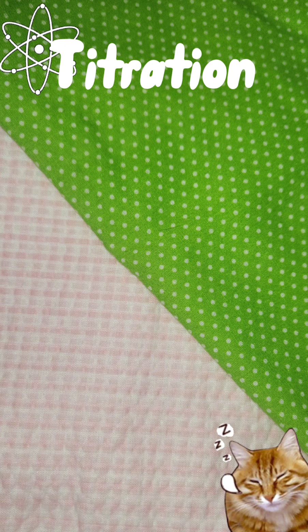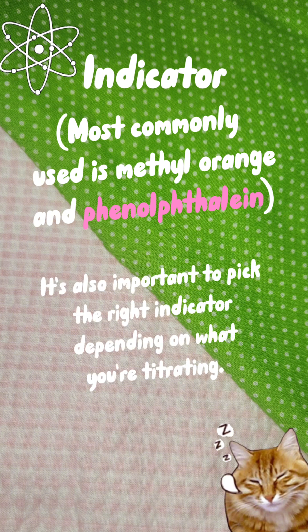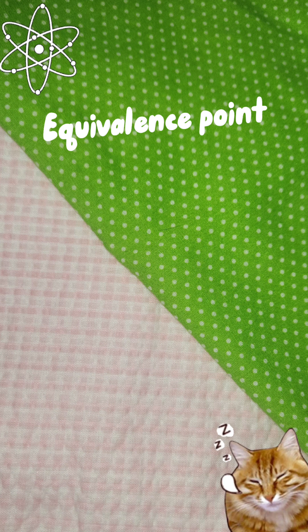The equivalence point is the point at which enough titrant has been added to neutralize a solution. Now, to recognize when we get to this part of the process, we use something called an indicator. This substance will change color when we reach the equivalence point. This point is recorded on a graph called a titration curve.